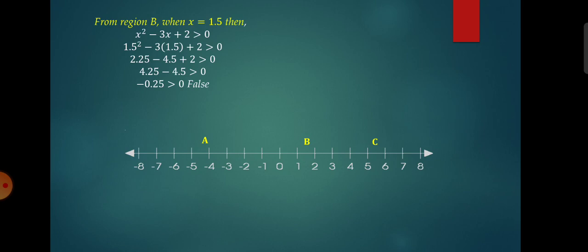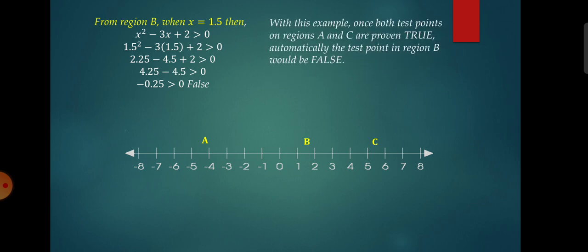Now, 4.25 minus 4.5: 4.25 is less than 4.5. So therefore, the result is negative 0.25. Greater than 0. Is it true that a negative number is greater than 0? It is false. So with this example, once both test points on regions A and C are proven true, automatically the test point on region B would be false.